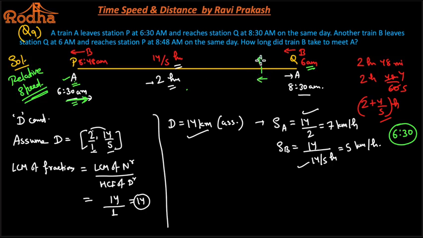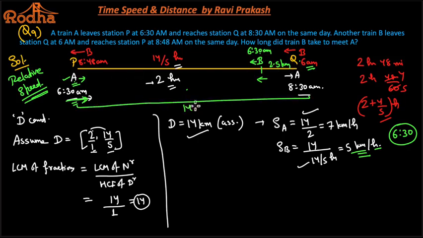Let's say for example at 6:30 train A is here. I'll observe for train B, where is train B right now? Train B's speed is 5 km per hour. So from 6 a.m. to 6:30 a.m., in 1 hour train B moves 5 km, so in half an hour 2.5 km. So I can see that at 6:30 a.m. train B is here, train A is here. The total gap was supposed to be 14 km from here to here, but this 2.5 is subtracted.